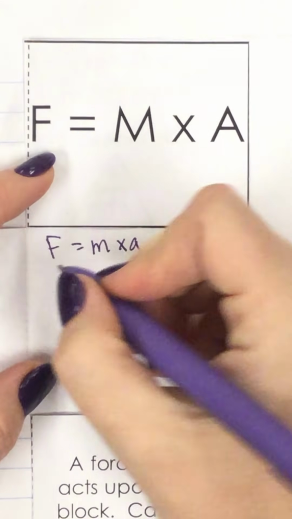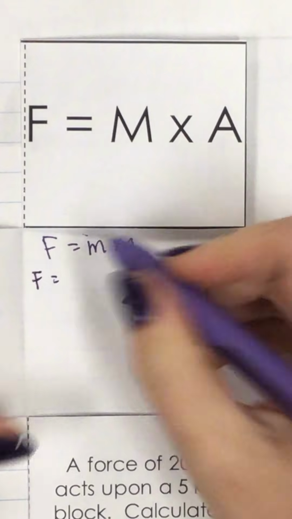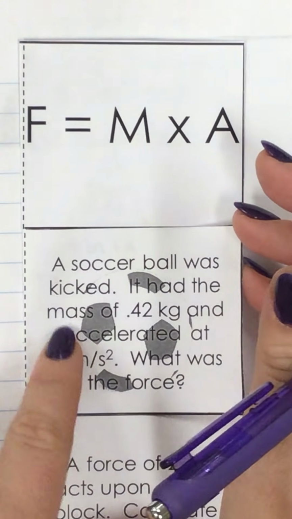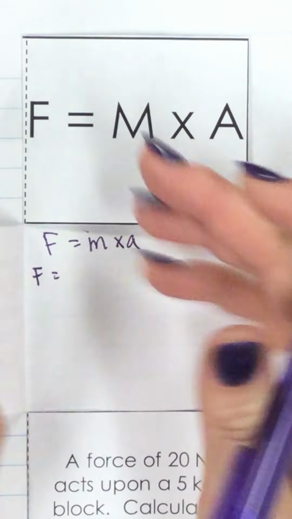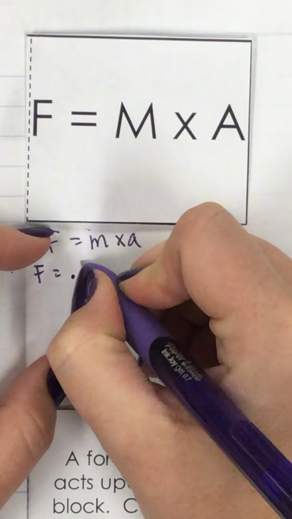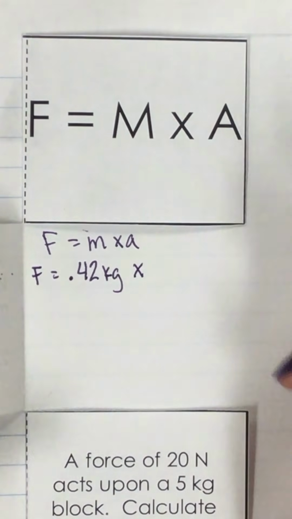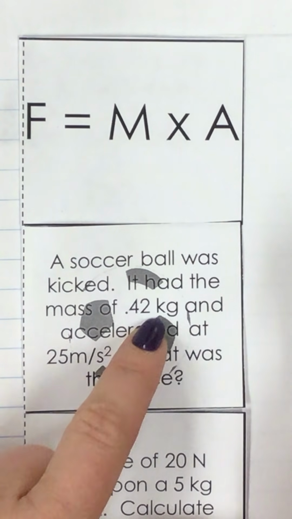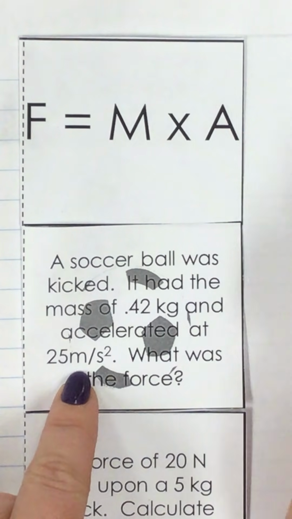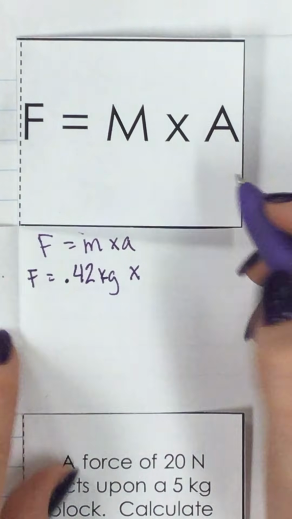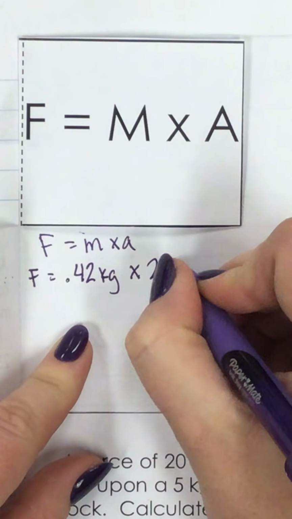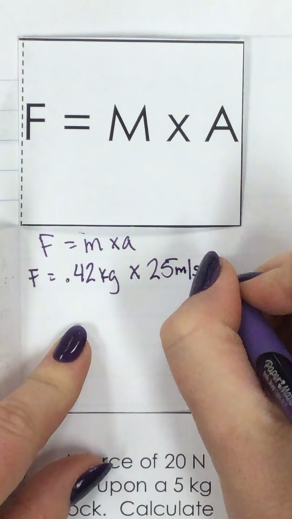We know if we plug in our numbers, we're looking for force. Our mass, if you go back and look, it had the mass of 0.42 kilograms, 0.42 kg, times our acceleration. It says it accelerated at 25 meters per second squared. So that's times 25 meters per second squared.